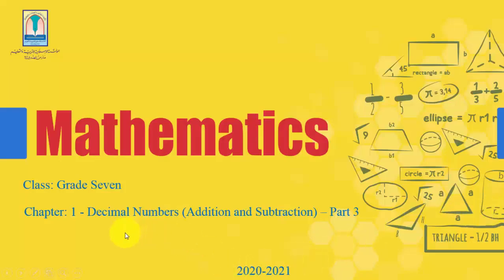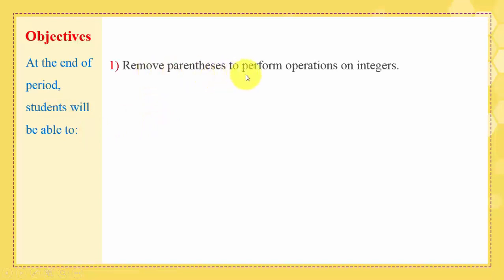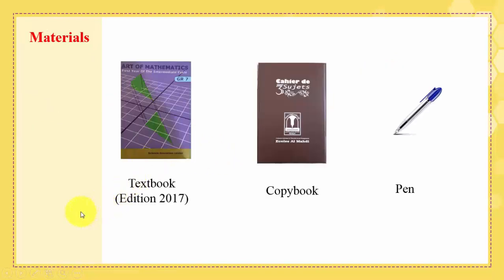Rahmatullahi wa barakatuh. We will continue explaining Chapter 1, Decimal Numbers, Addition and Subtraction, Part 3. At the end of this period, students will be able to remove parentheses to perform operations on integers and perform numerical expressions by substitution. Please prepare the following materials.